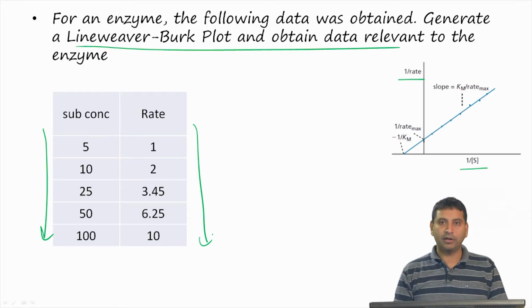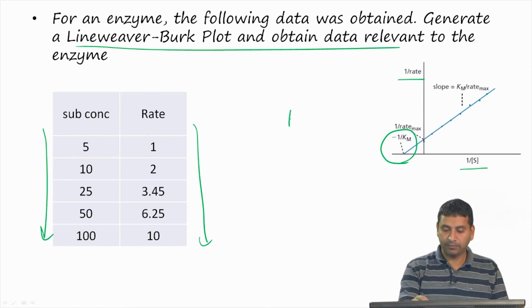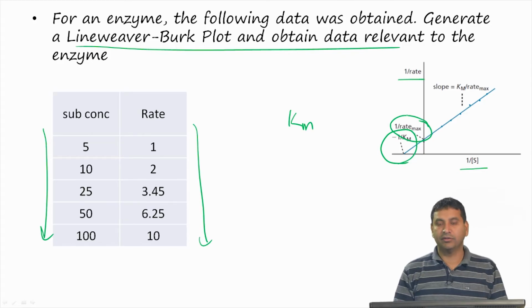So, what are the major parameters that we need to look at? The first one is the Michaelis-Menten constant, or Km. The second one is 1 by rate max, which is the intercept over here, and the slope is Km by rate max. Now, let us look at how to obtain all of these parameters in a very systematic manner.